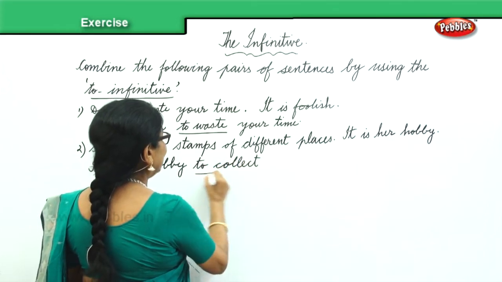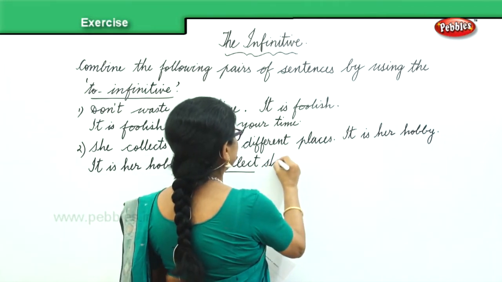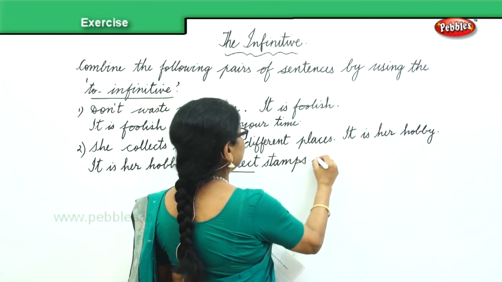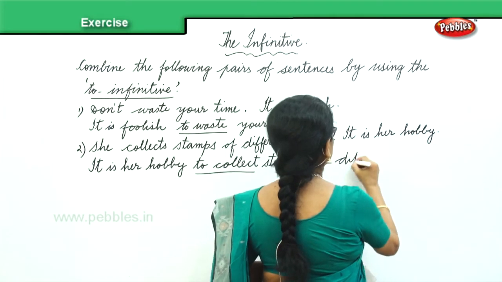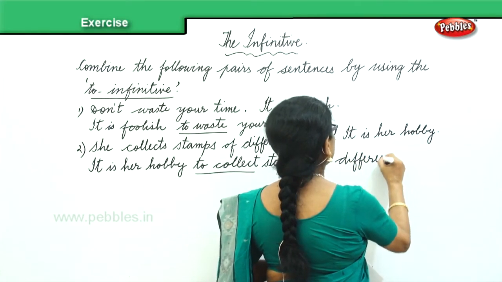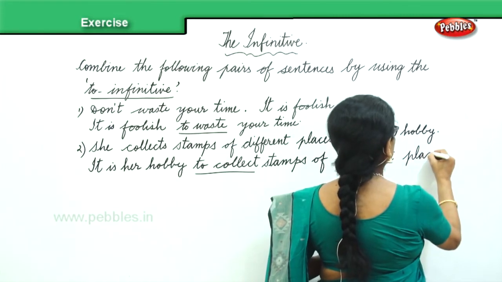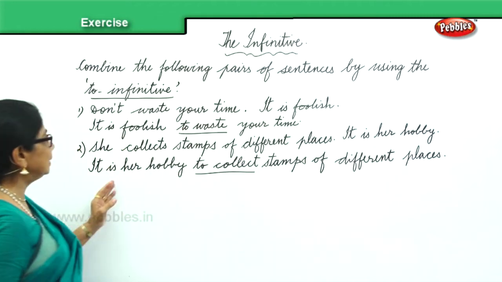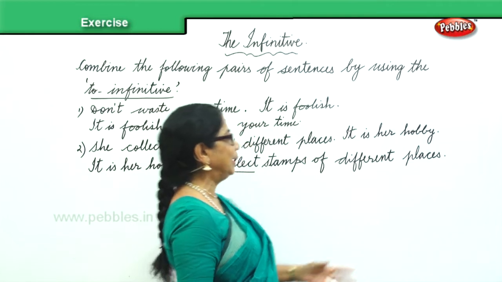We have added to collect stamps of different places. So we got the combined sentence: It is her hobby to collect stamps of different places.